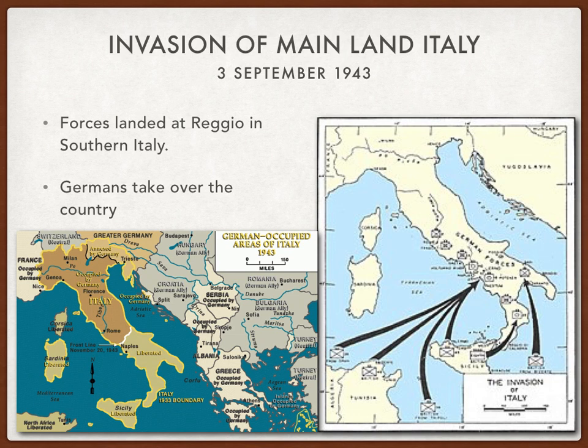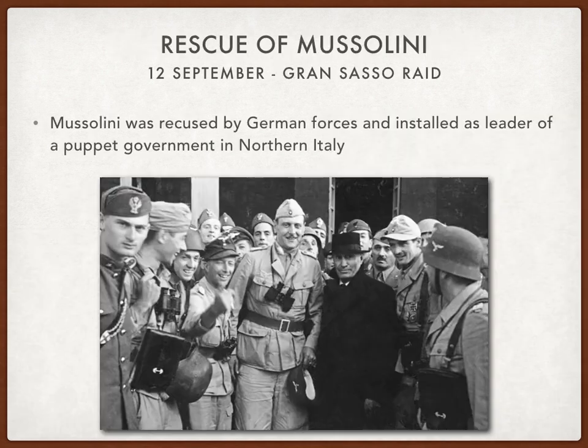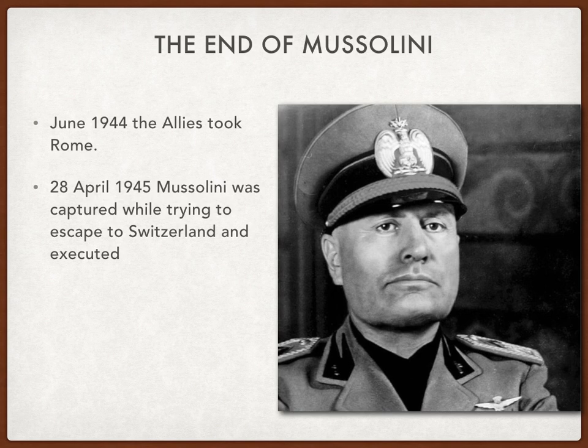As you can see here from the map on the bottom, the colours in light brown show what the Allies took, and then the German forces took the north of Italy. On the 12th of September, in the Gran Sasso raid, the German forces actually rescued Mussolini from prison, and they installed him as leader of a puppet government in northern Italy. Now, he wasn't given any real power. He was just there as a figurehead, and the Germans really controlled that northern half of Italy.